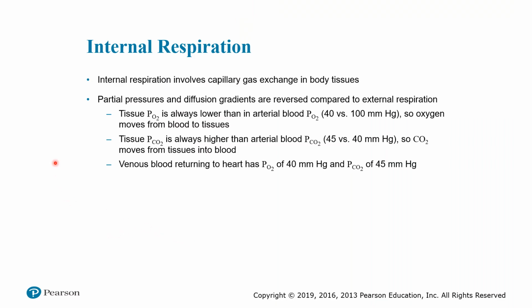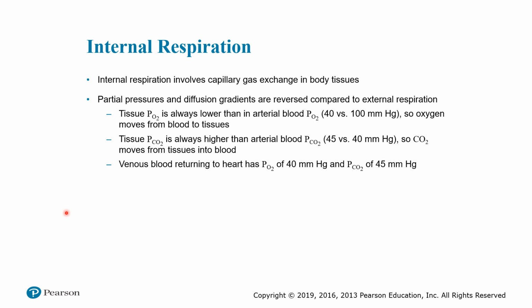This brings us to the internal respiration. We went over the external respiration. Now let's see what happens in the internal respiration. Internal respiration is happening at the level of the body tissues, so it is between the capillary and the body tissues. Now these systemic capillaries have arterial blood. They are bringing arterial blood, and then they are taking the venous blood back.